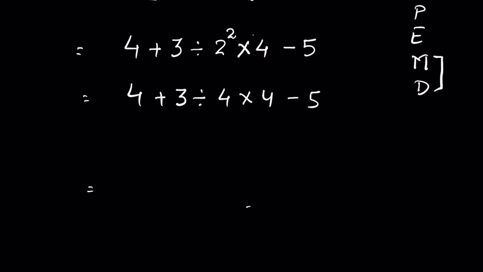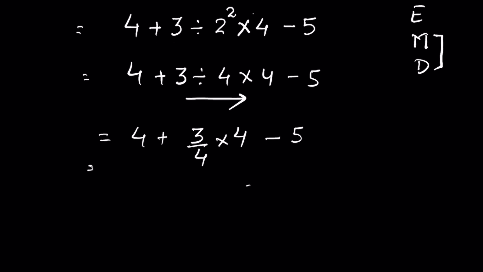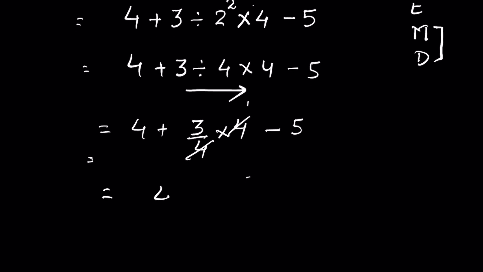which operation is coming first from left to right, and we cannot include addition in that left to right because the choice is between division and multiplication. So from left to right we have division first. So it will be 4 plus 3 upon 4 and then times 4, then minus 5. Now we can cancel this 4 and this 4. 4 times 1 is 4. Now we have 4 plus 3 minus 5.